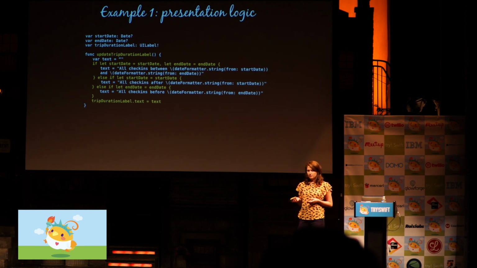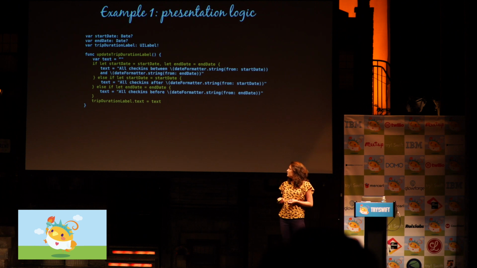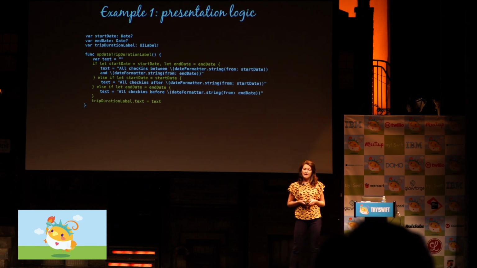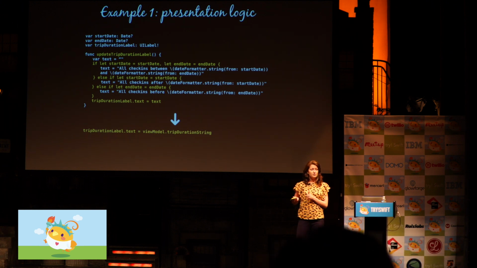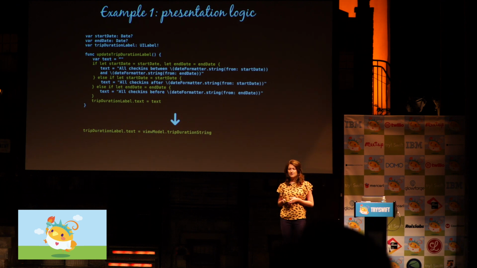And that's quite a lot of logic to keep in the view controller. So some examples suggest that we can move this type of logic to a view model instead. And that view model will expose only the final string, and we're done. We can easily test this by not even instantiating the view. Great.